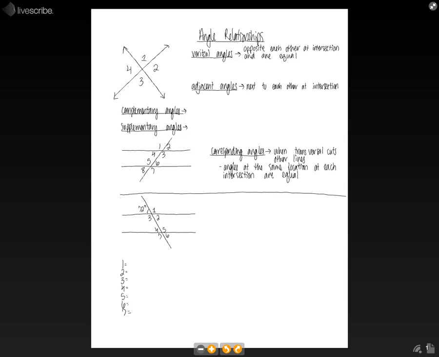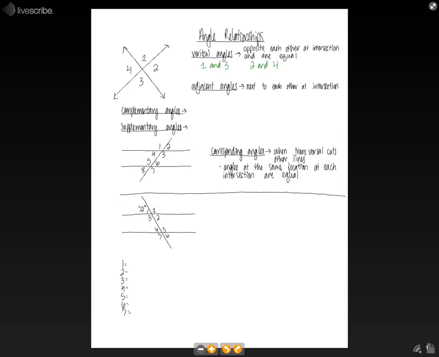So if you look at the diagram I have drawn here, examples of vertical angles would be angles 1 and 3, and also angles 2 and 4. And like I said, these are equal, so they're going to have the same value.